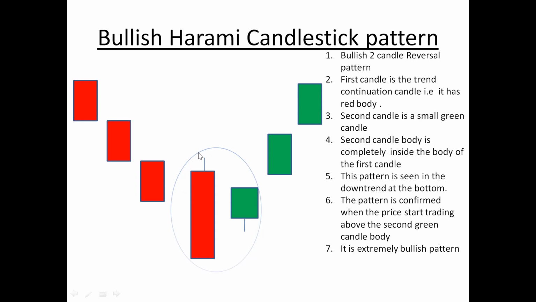This pattern appears at the bottom of the downtrend, and the first candle of this pattern is a continuation candle of the ongoing downtrend. The second candle is a small green candle, whose body is contained completely inside the body of the first red candle. If such a pattern is formed, it is called a Harami candlestick pattern.